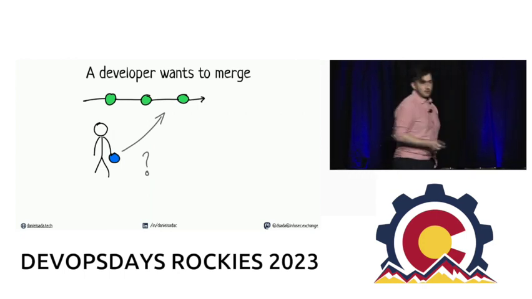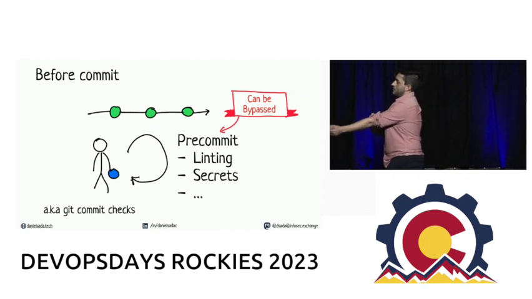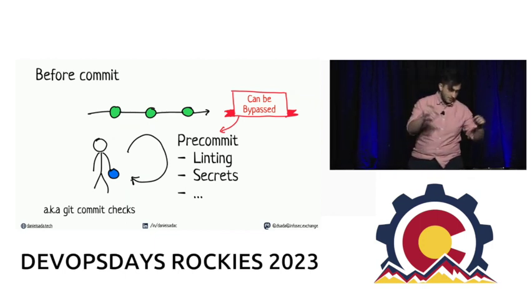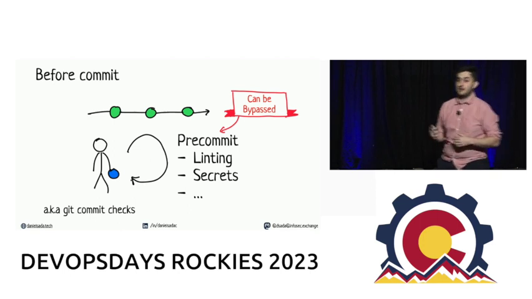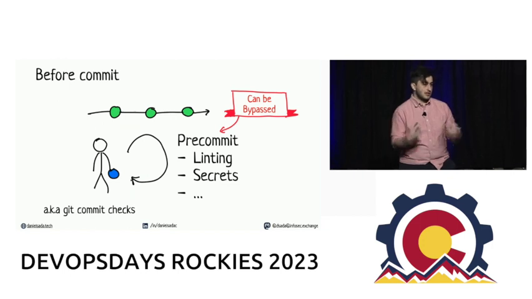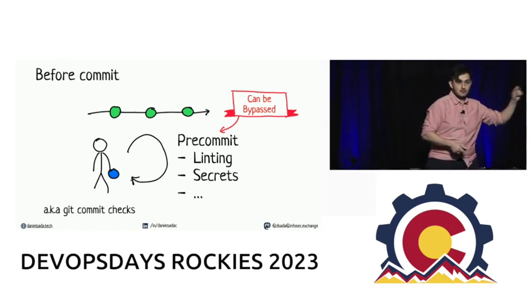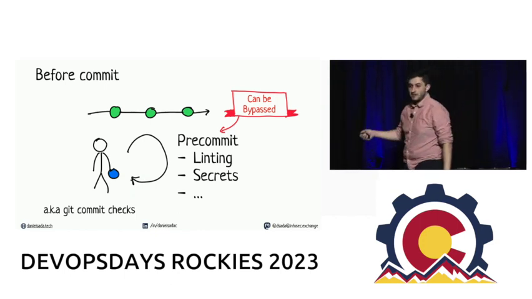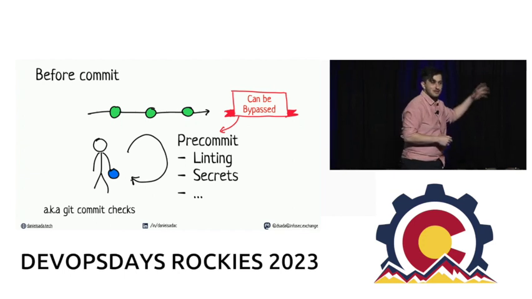Well, if a developer wants to merge, we want to do some tests first, before commit. So when you type git commit in your terminal, you get a set of checks. This is commonly called pre-commit checks. So you do a git commit, and in here you can enforce your linting, your standards, empty files, null spaces, all those pesky things you don't want to catch later.